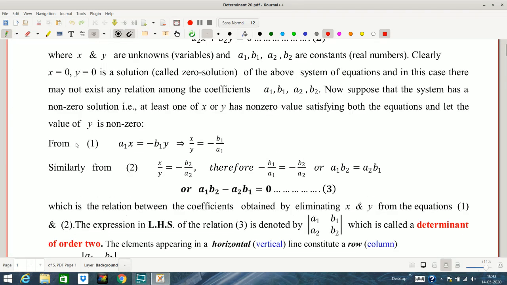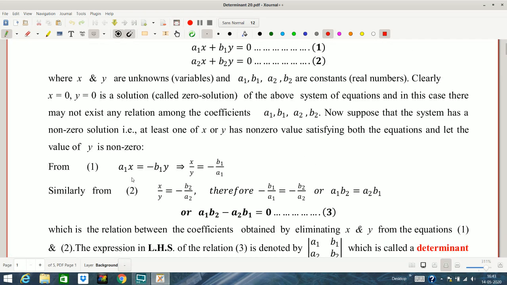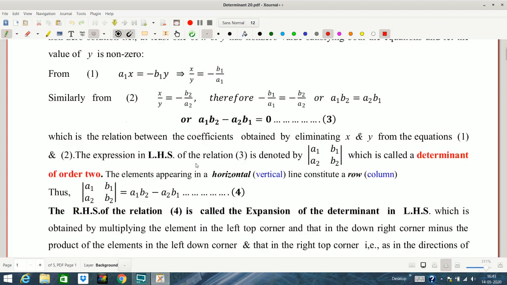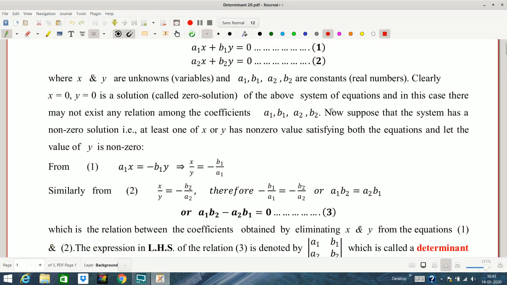How? From equation 1, a1x equal to minus b1y, that gives us x by y equal to minus b1 by a1. Similarly, from equation number 2, we get x by y equal to minus b2 by a2. Therefore, minus b1 by a1 equal to minus b2 by a2, equating both the values of x by y, or a1 b2 equal to a2 b1. Or by side changing, we get a1 b2 minus a2 b1 equal to 0. We mark it number 3. And this is the relation among the coefficients obtained by eliminating x and y from the equations number 1 and 2.